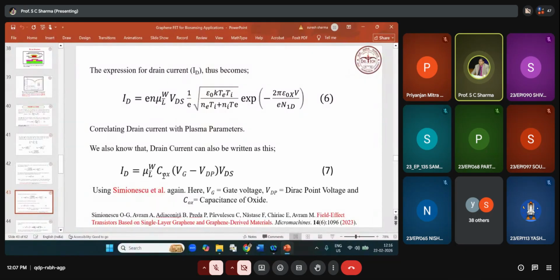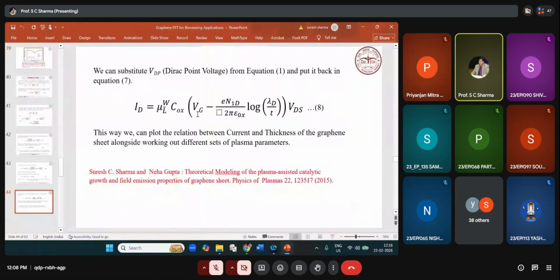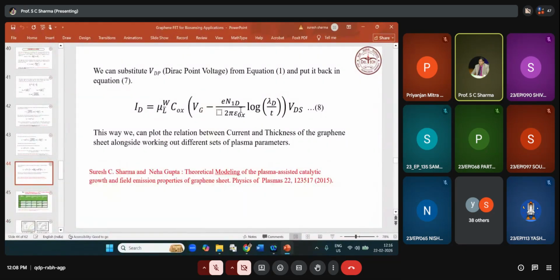This is in fact the capacitance of the oxide. This is the gate voltage, this is the threshold voltage V_T, and this is the drain-source voltage. So in fact the drain current is a function of this length and width, and this is approximately equal to this one. So the drain current is also a function of the plasma parameter and gate voltage, width of the channel, and length of the channel.